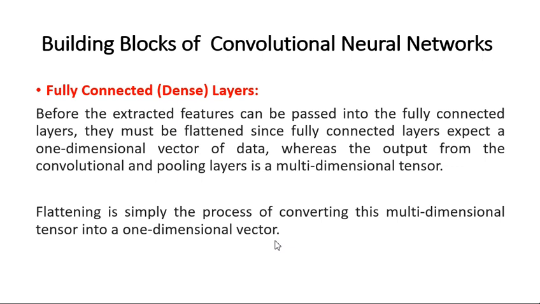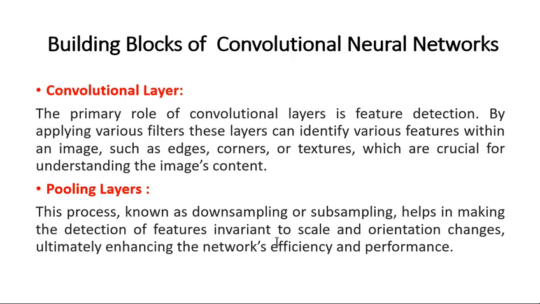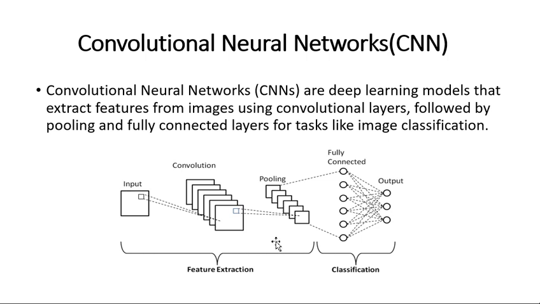Fully connected layers accept a one-dimensional vector of data, whereas the output from the convolutional and pooling layers is a multidimensional tensor. Flattening is simply the process of converting the multidimensional tensor into a one-dimensional tensor. As we already discussed, whether the image is 2D or 3D, after the feature extraction it will be converted into a one-dimensional vector or one-dimensional array.